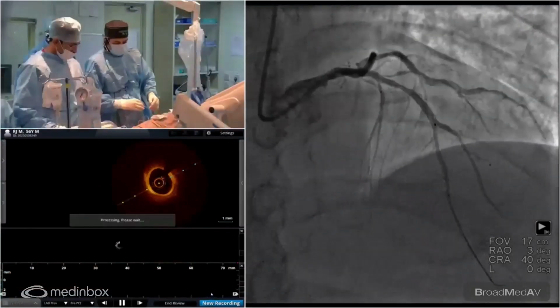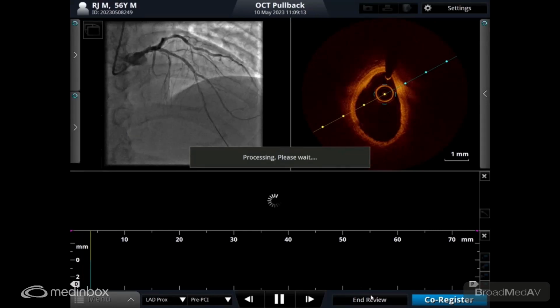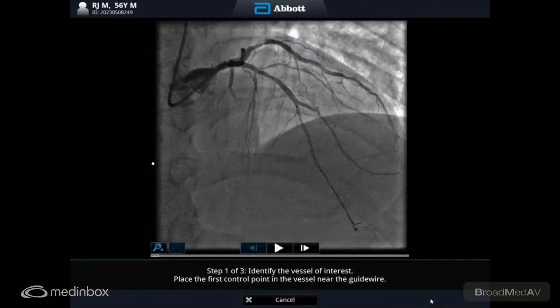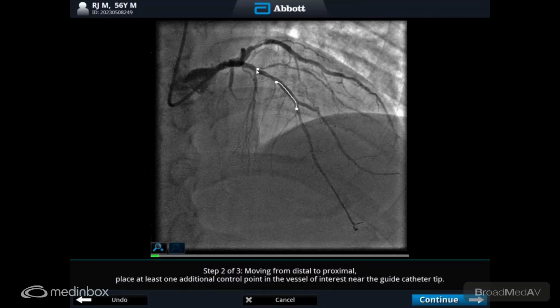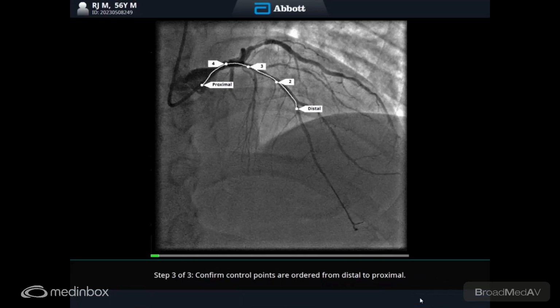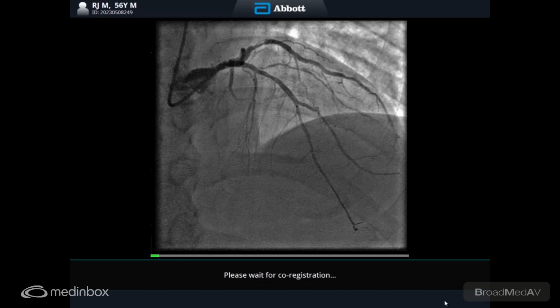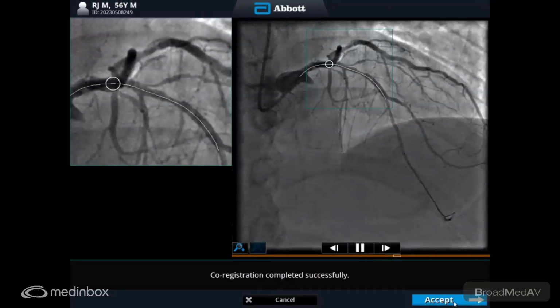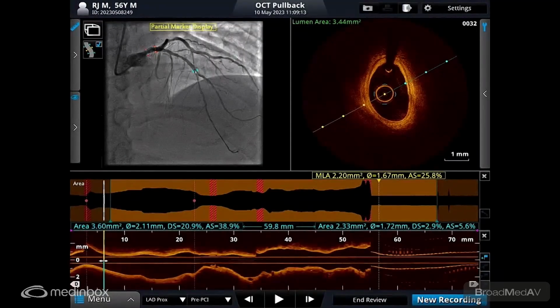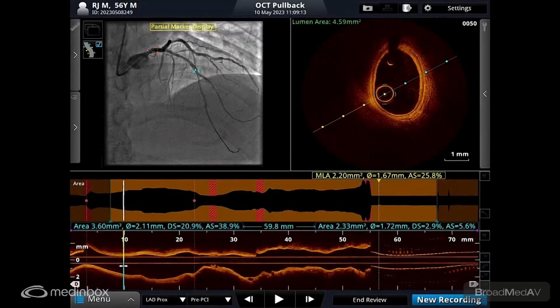Okay, so let's look at the OCT now and see what we have. We're now doing an ACR for the OCT, so we've created the ACR, and now we will start reading from the distal.